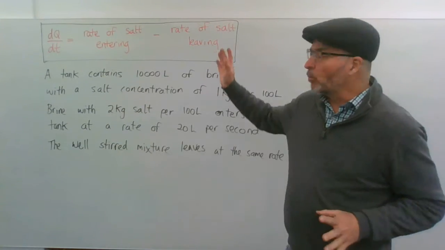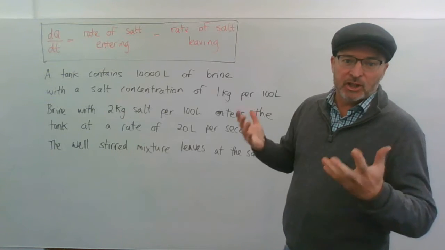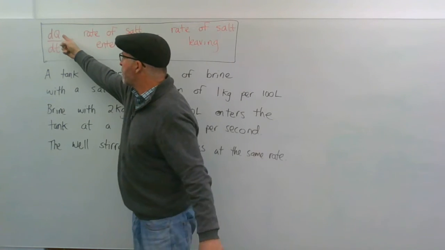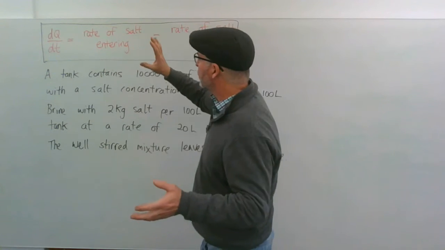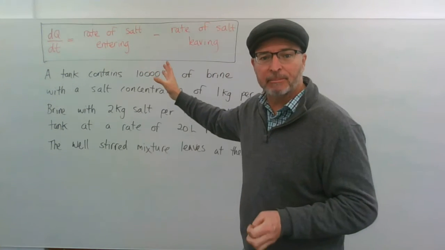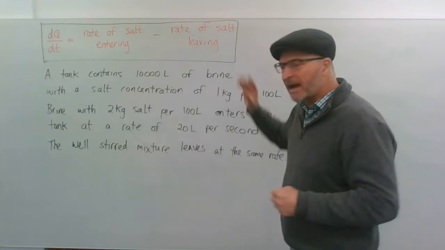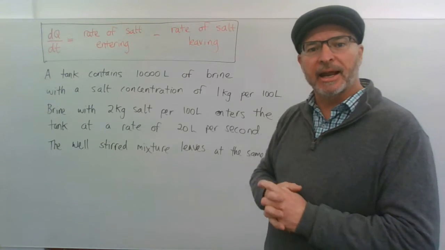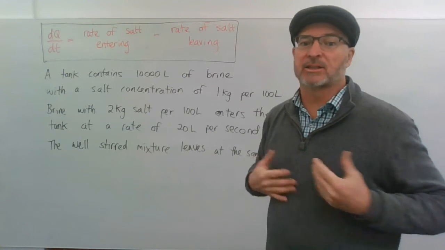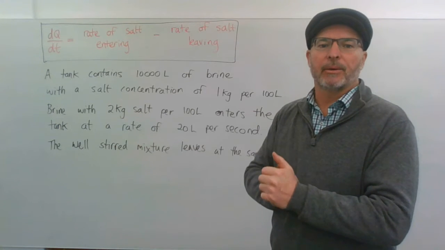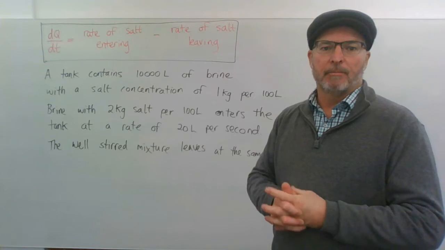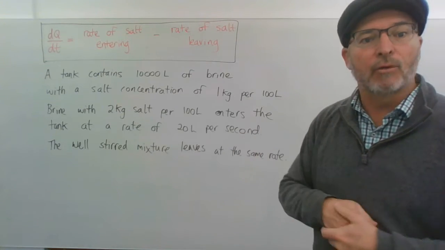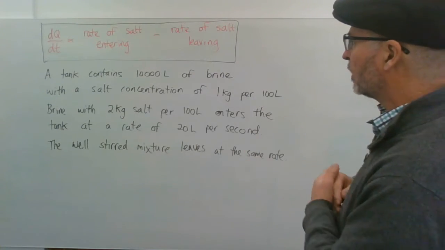Now, very important, what's in the box here? The rate of change of the amount of something, like salt, over time is equal to the rate at which salt comes in minus the rate at which salt goes out. And in our previous question, we only had salt going in. So we had a positive rate of change. But if more salt went out, well, then overall we might have a negative rate of change. So let's have a look what's happening here.